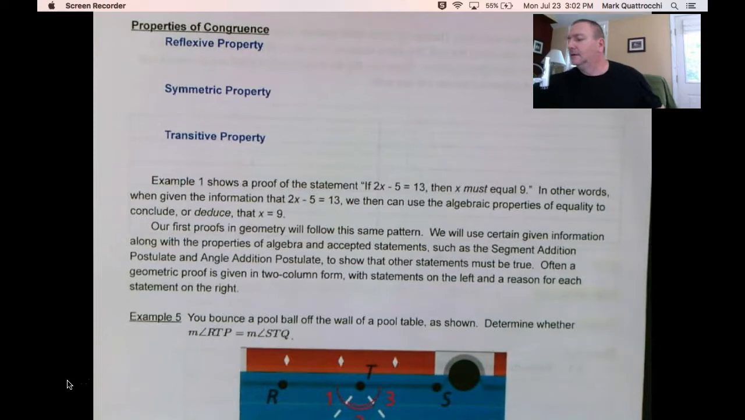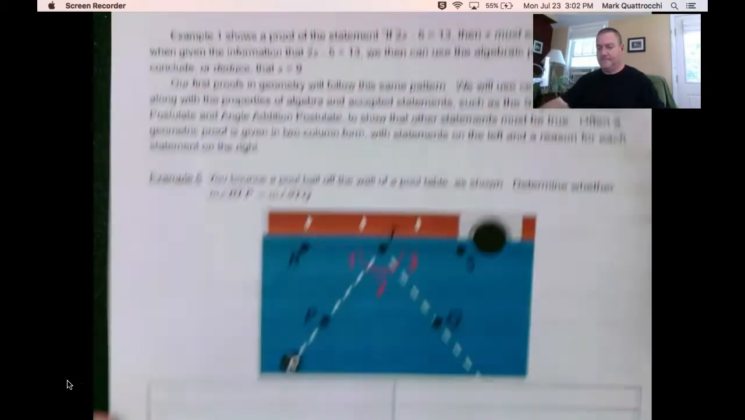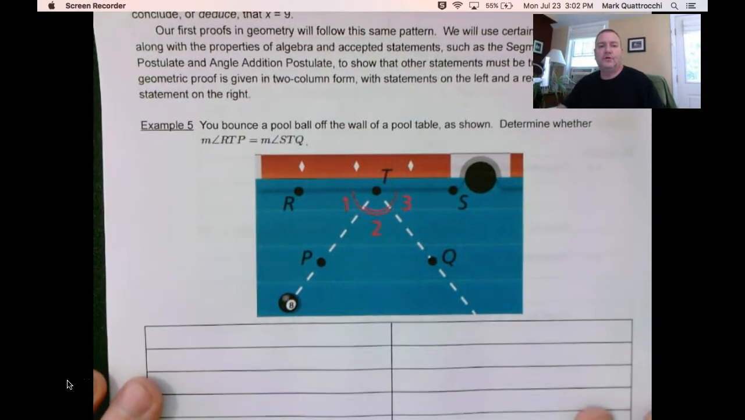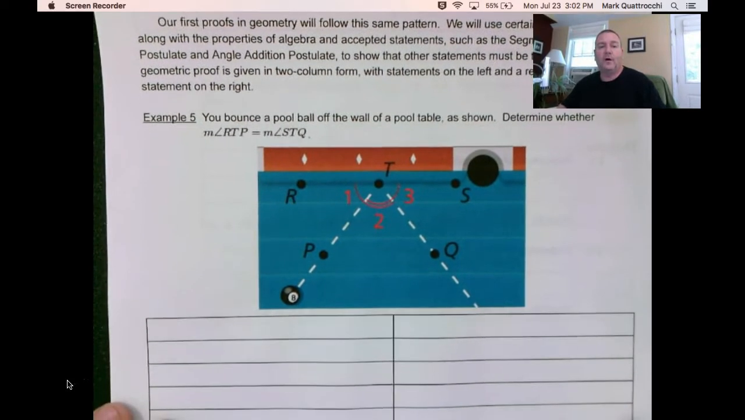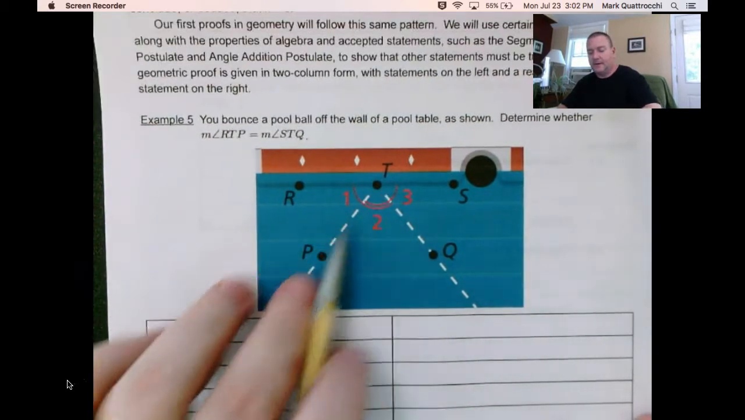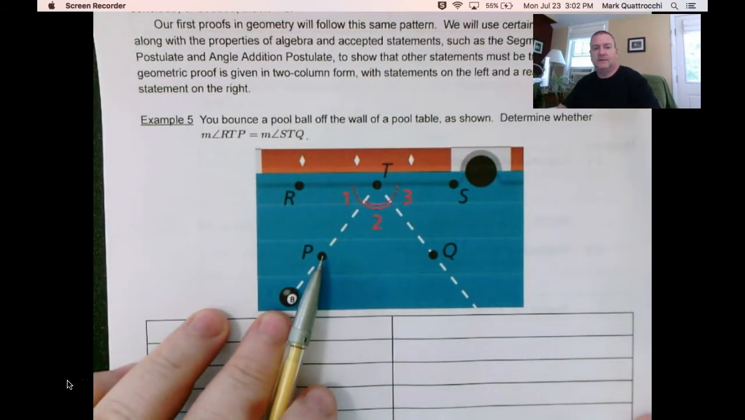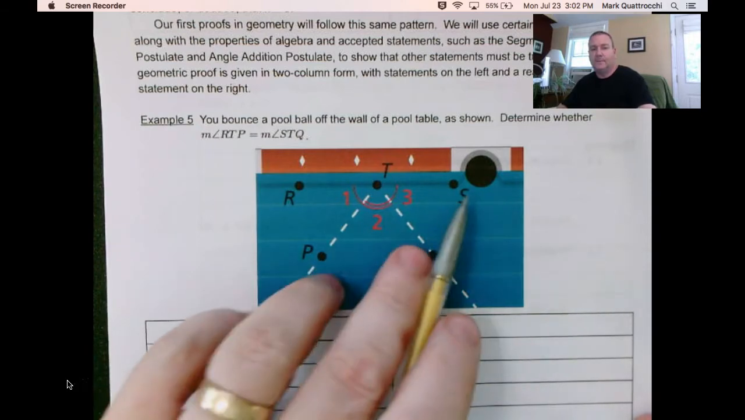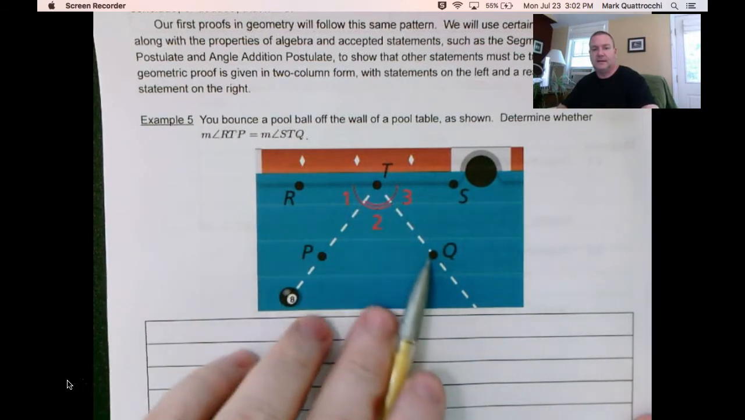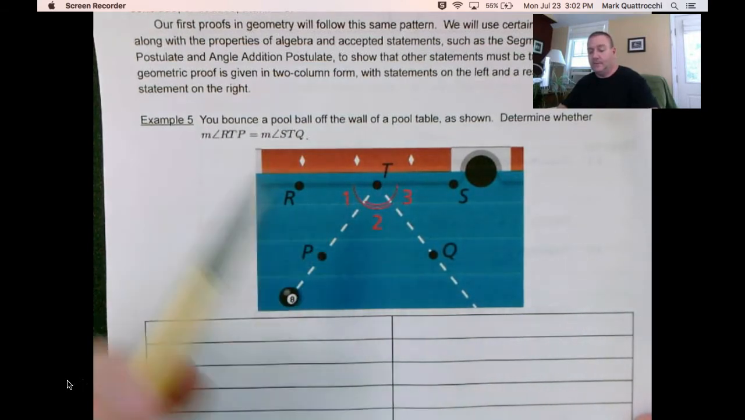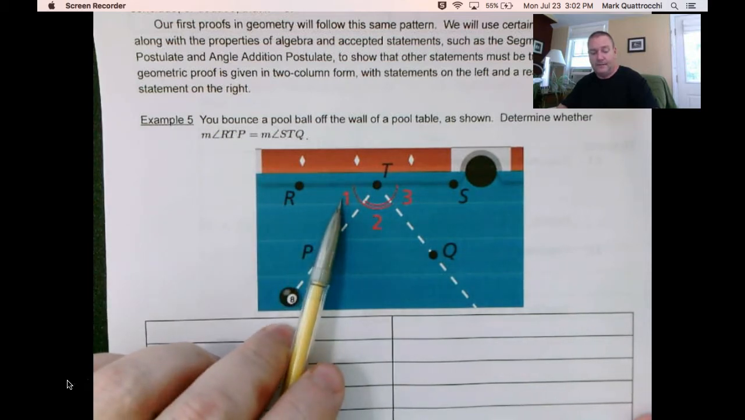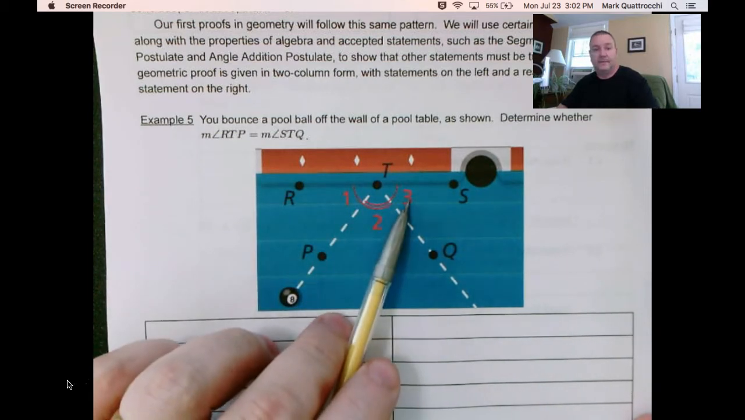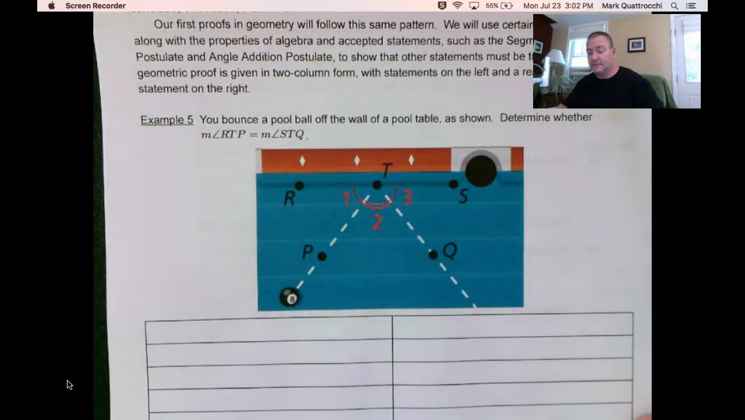Let's take a look at example 5. You bounce a pool ball off the wall of a pool table as shown. Determine whether the measure of angle RTP is equal to the measure of angle STQ. So we want to know, essentially, is angle 1 equal to angle 3? It is. Let's do it.